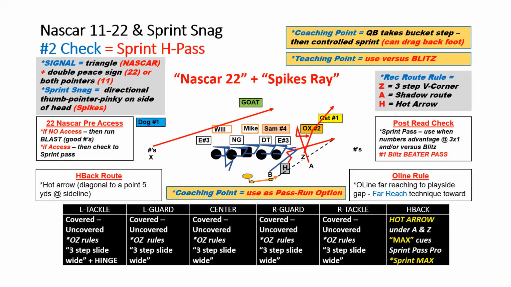Check number 2. Do we want to throw the ball out of this 4x1? We would use our core Spikes Ray, which is a sprint snag concept. Again, original call is NASCAR 22. Quarterback looks and sees with the OC. OC signals Spikes Ray, which is a thumb, pointer, and pinky on the side of the head. Quarterback then just checks verbally to everyone: Spikes Ray, set, ready, go, and we're off in our snag sprint to the right.